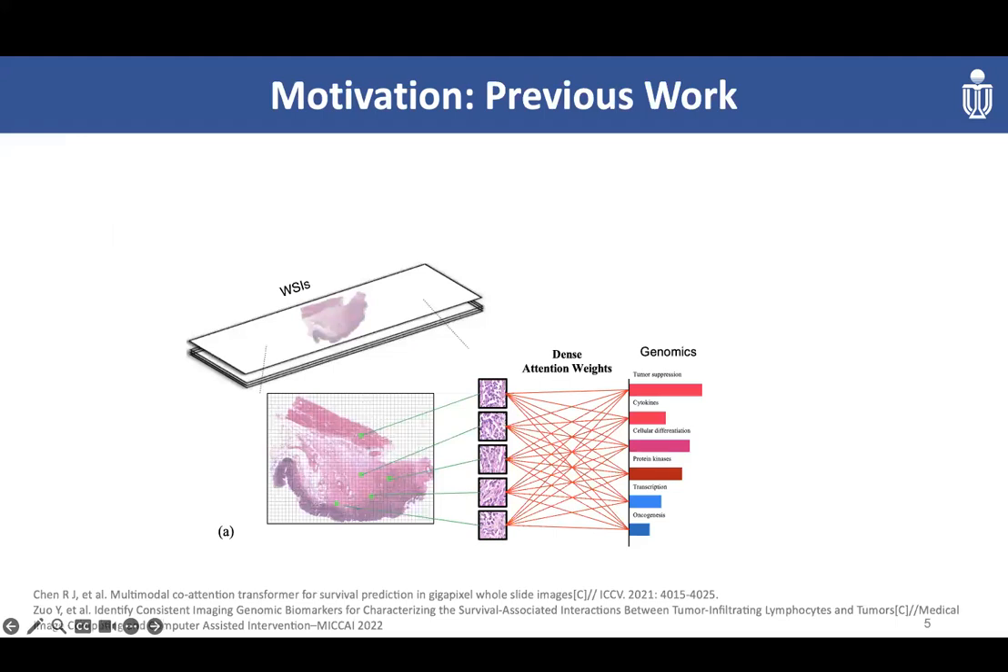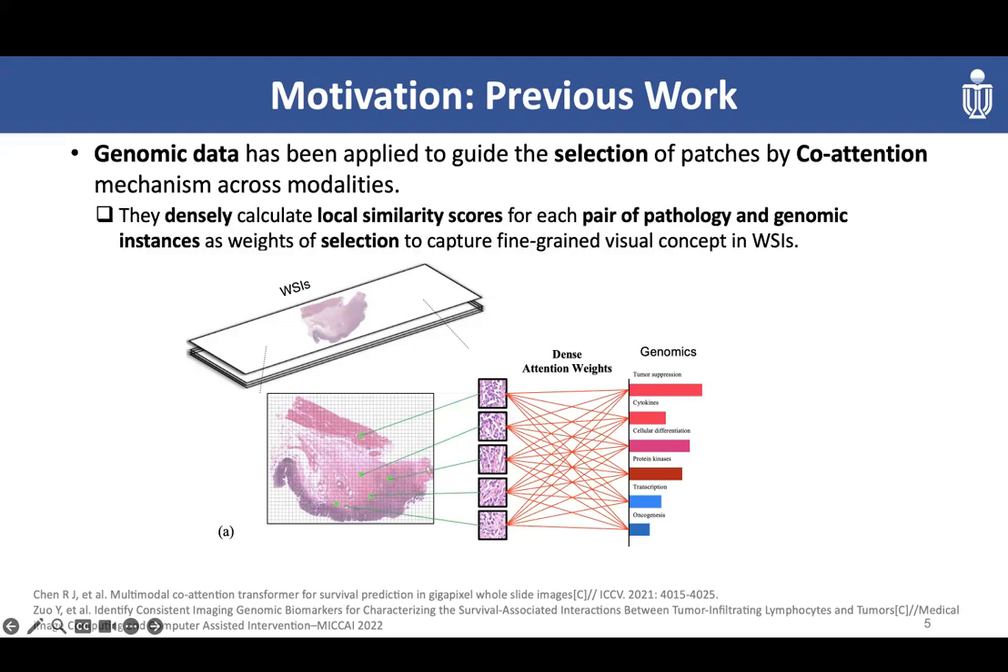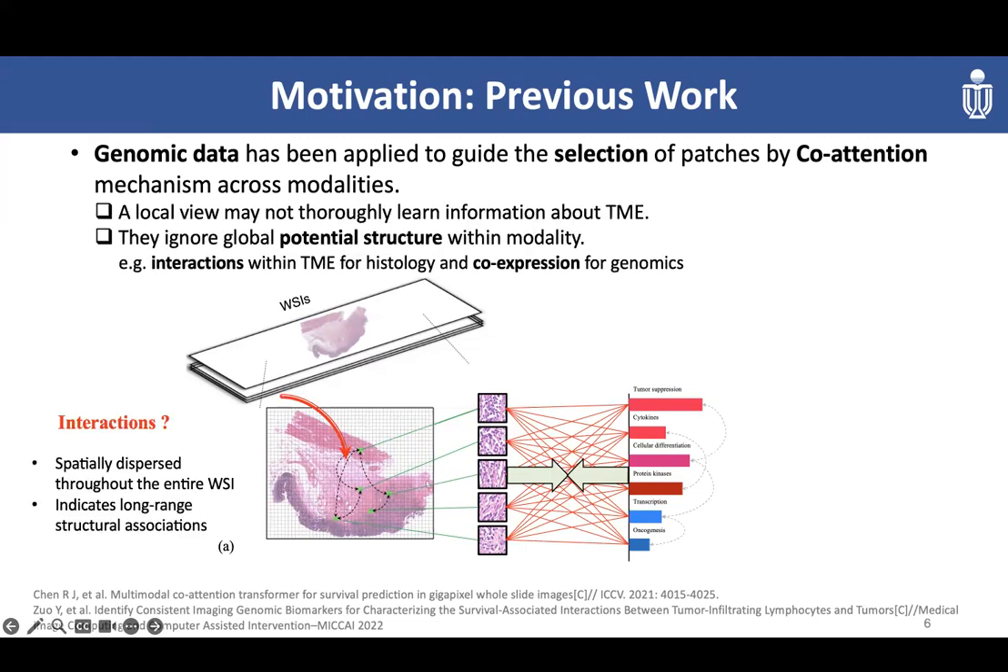So, genomic data has been applied to guide the selection of patches by co-attention mechanism. However, they only densely calculate local pairwise similarity scores for selection. However, a local view may not fully learn information about TME, since the patches contributing to TME may spatially disperse throughout the entire WSI, which indicates long-range structural interactions. Similarly, it also ignores co-expression pattern between genes.